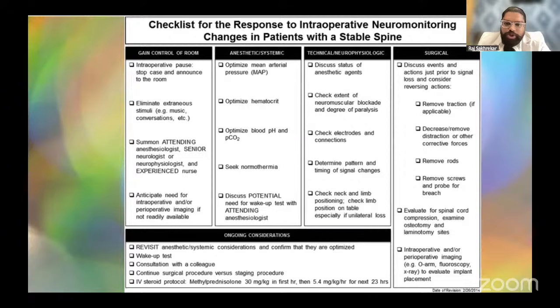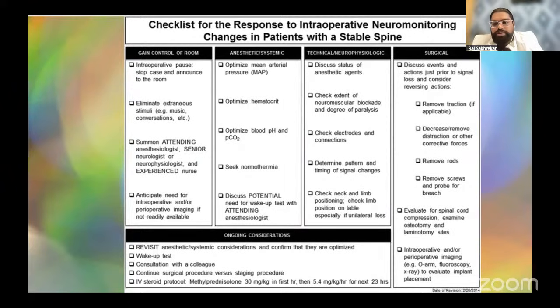SSEPs. You need to check the neck and the limbs, if they are still in 90-90 position, because stretching of the nerves in the position of the shoulders as well as the hips and the knees can sometimes give the loss, and that could also be important to look after. Then the last and important, you need to check the surgical maneuvers.